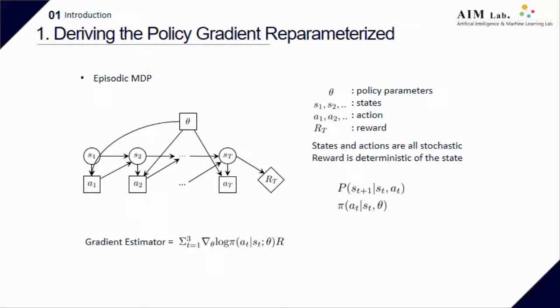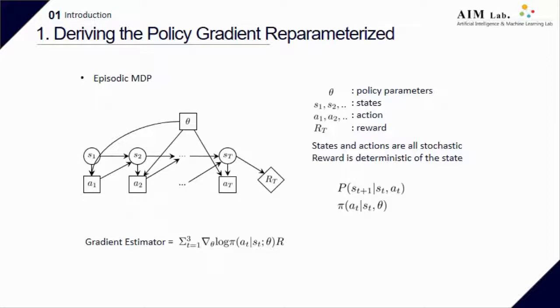I will explain deriving the policy gradient with reparameterization. Let's talk about an episodic MDP. Here, theta is the policy parameters. S1, S2 are states. States are all stochastic with stochastic transitions. And A1, A2 are actions. Actions depend on parameter theta and the current states. Next states depend on current actions. This is the stochastic computational graph for policy gradient methods.